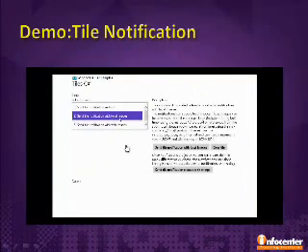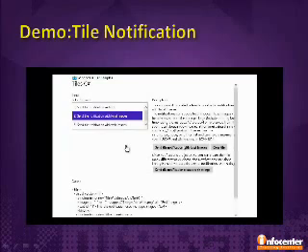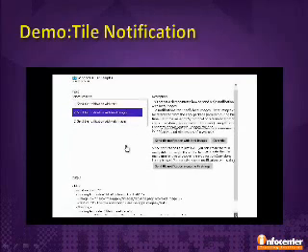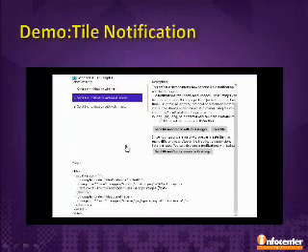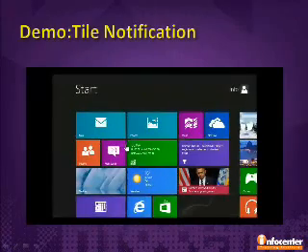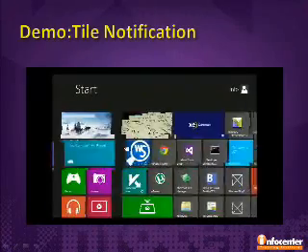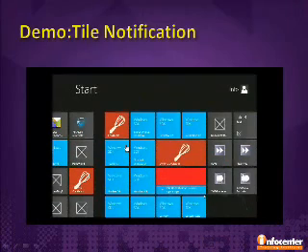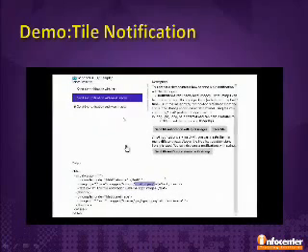The second example is about updating the tile with a local image. We're going to update it by redwhite.png file. So a red bar should be displayed on the application tile. If you notice, the tile gets updated, but this image is a local image.